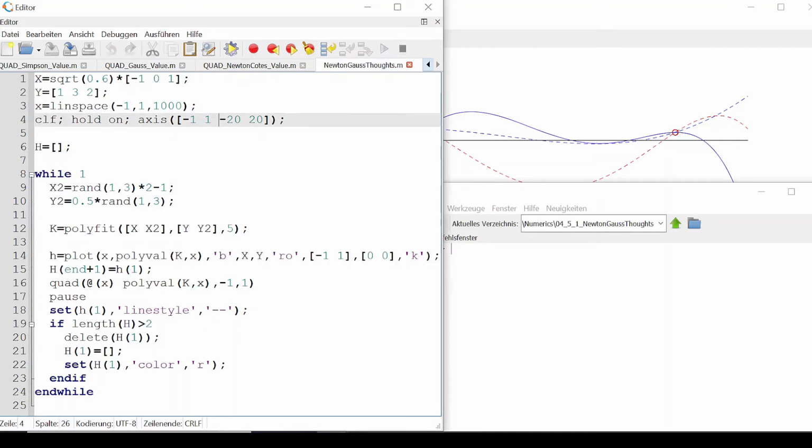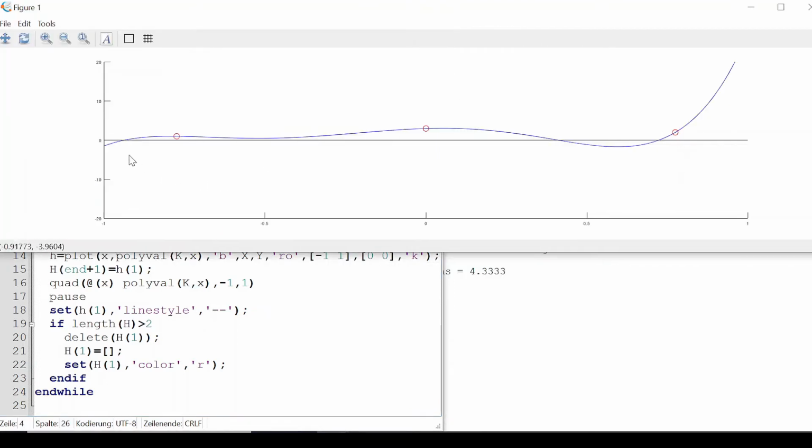Let's run that code, and I'm seeing the following. If I have this blue polynomial on the interval -1, 1, I get the integral value 4.333.